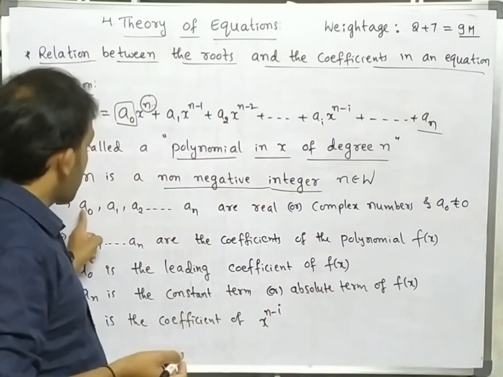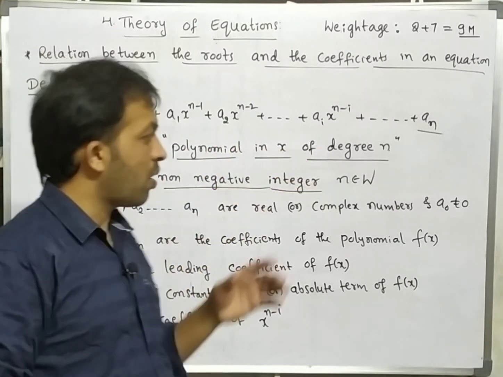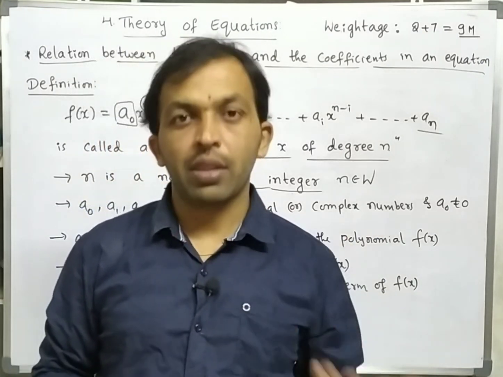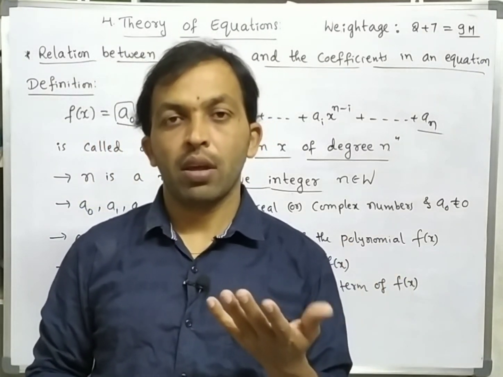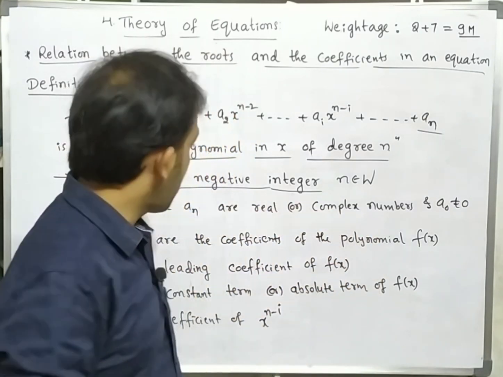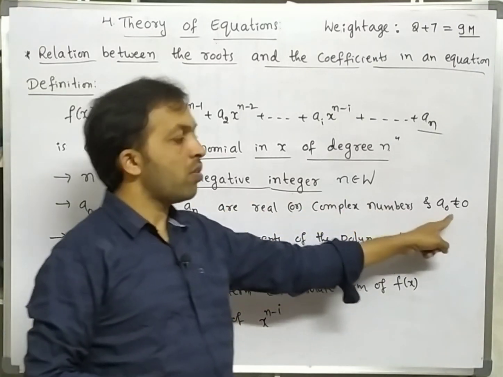Next, here these a0, a1, a2, an and so on are called real or complex numbers, or simply we can say complex numbers. Complex numbers include real numbers, right? So that's why these are complex numbers, and a0 is not equal to 0, right?